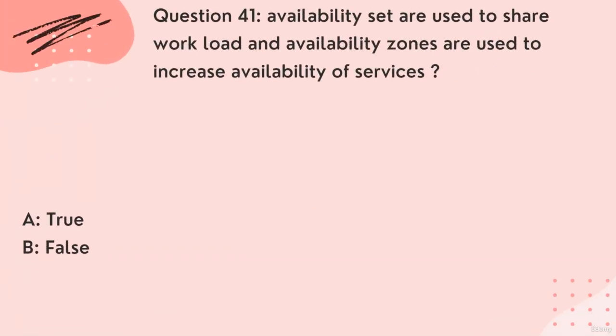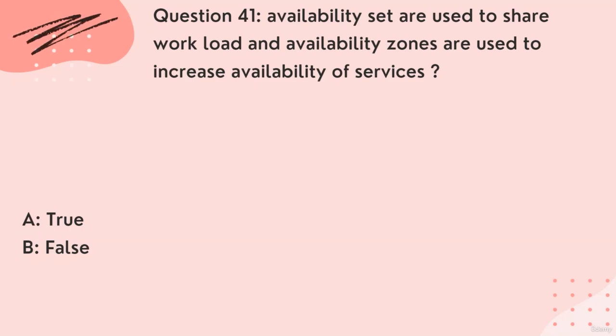Then we have a question that says availability sets are used to share workload and availability zones are used to increase availability of services. When it comes to Azure, we have two things: availability set and availability zone. For example, if you have your application and with time your business is booming, like today you got 10 orders and tomorrow you get 20 and the next day you get 100. You can see the workload is increasing on your application, and your application is only able to process requests to a limited extent.